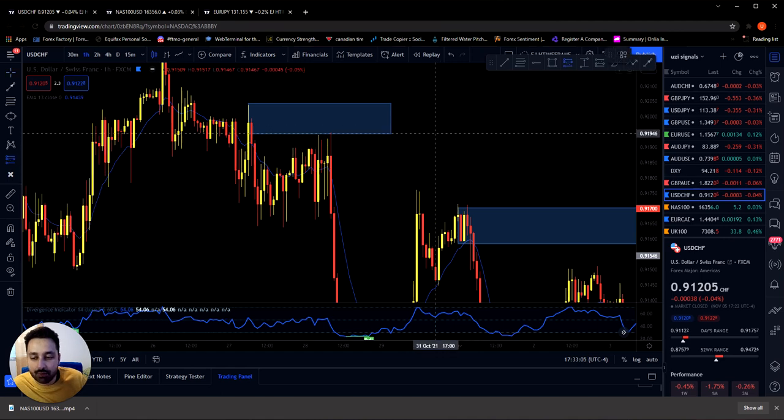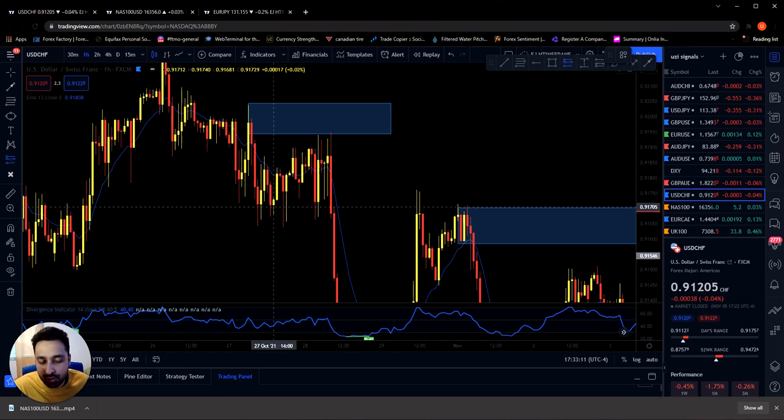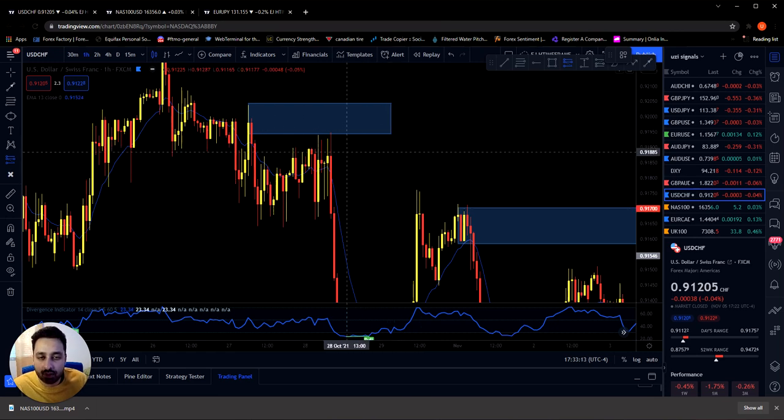We're going to talk about trying to get more than one entry. Typically, I would suggest you get 2 entries with this strategy. One on the first break of the 15-minute candle, and then you can wait for another candle to break, and this way you have 2 entries. You can hold one for like a 1 to 3, and you can try to hold one for like a 1 to 5.